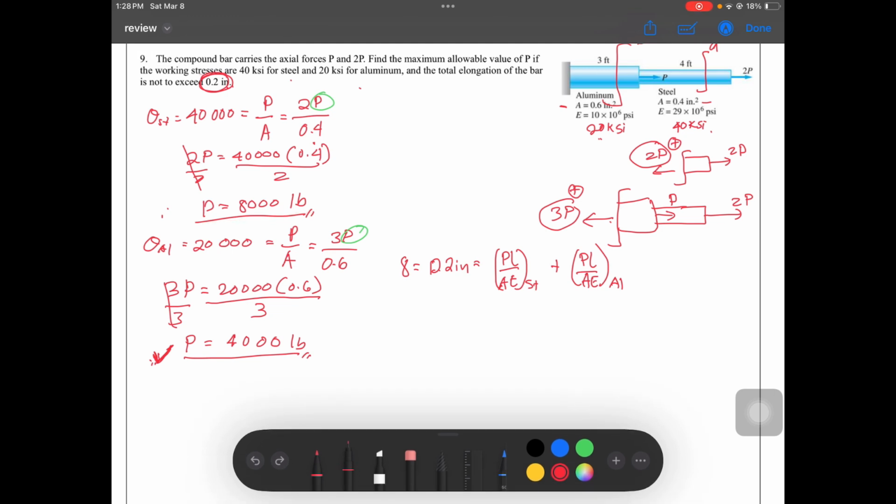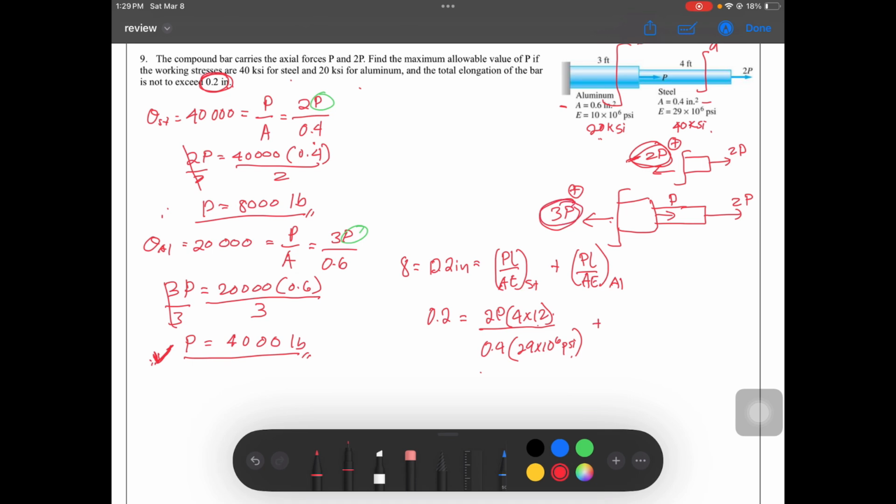So, substitute natin. For steel, ano yung load niya? It is 2P. 0.2 is 2P times ang length niya is 4 feet. So, gawin natin inches. So, times 12. And then, ano area niya? It is 0.4. Ang E niya is 29 times 10 raised to 6 PSI. So, let's check the unit. So, PSI to, this is in inch squared. Ito is inches na din dahil may times 12 na tayo. So uniform na tayo.